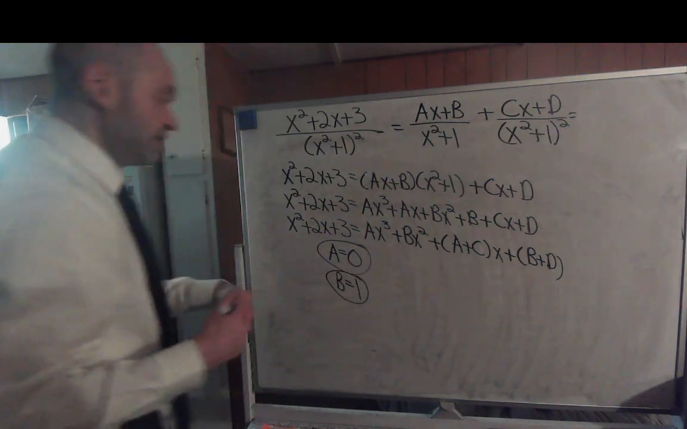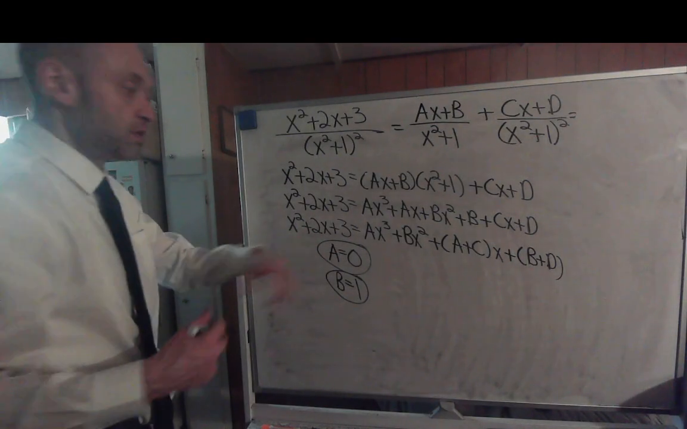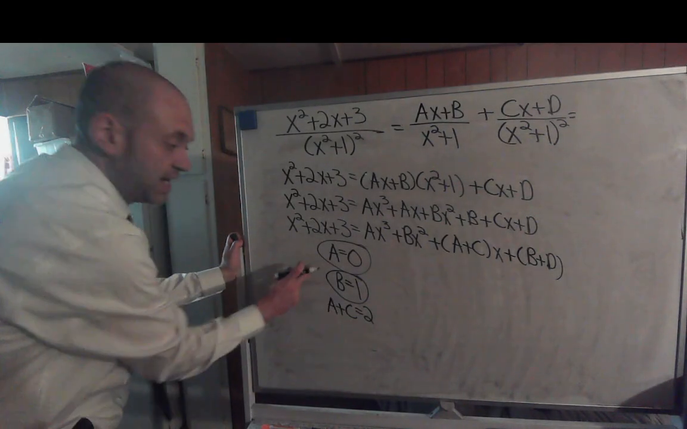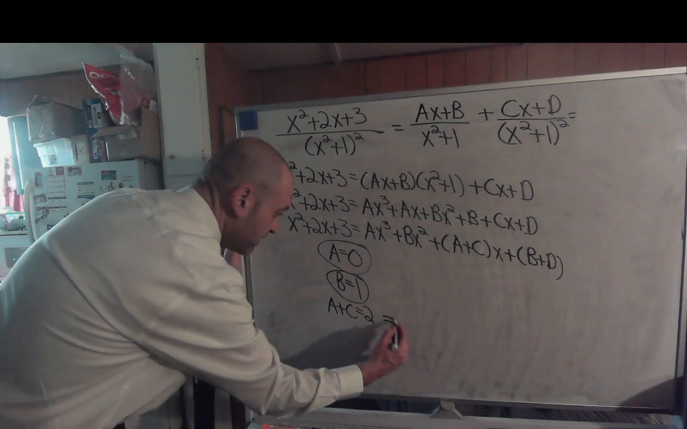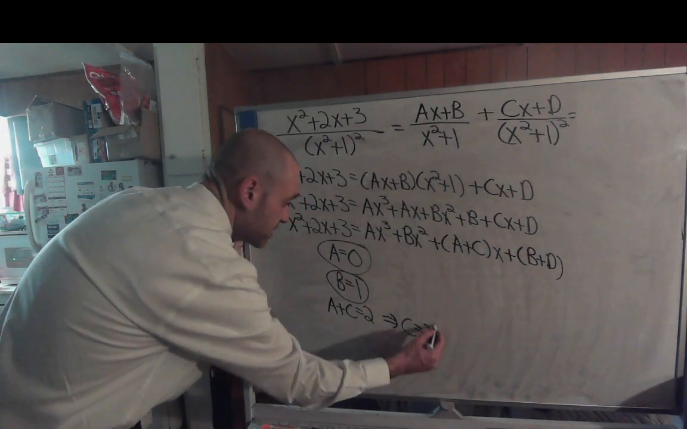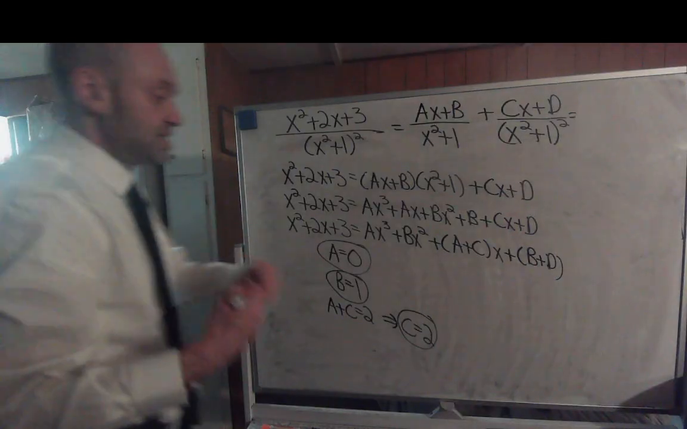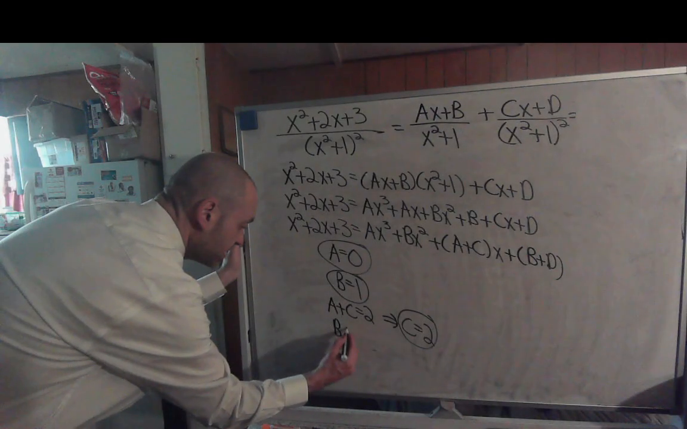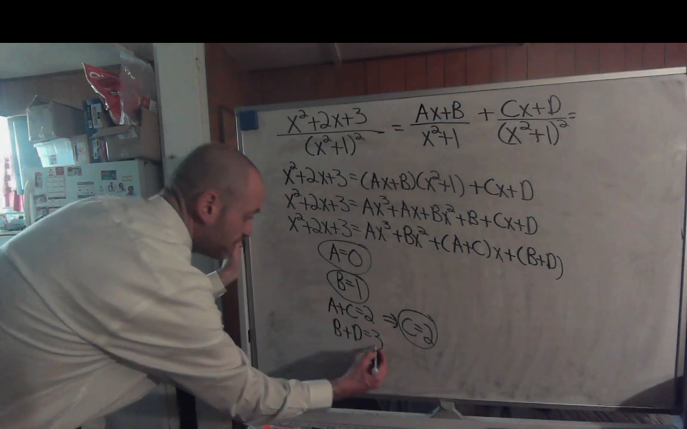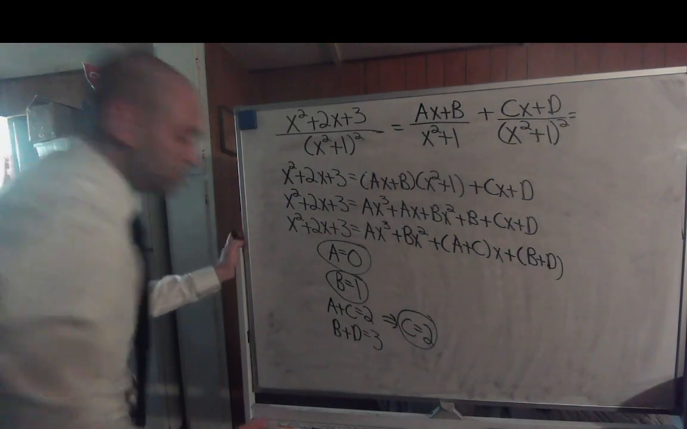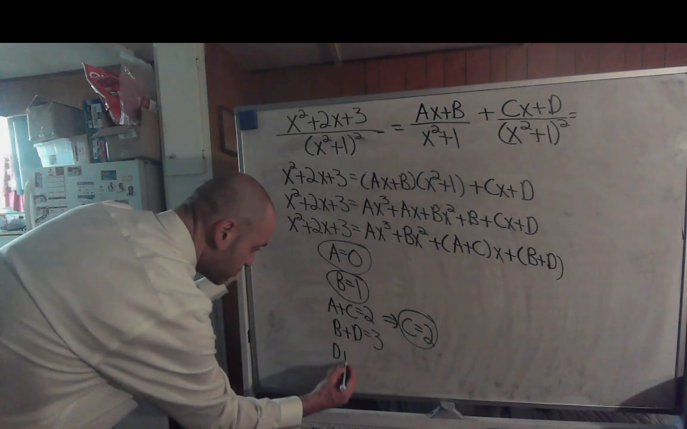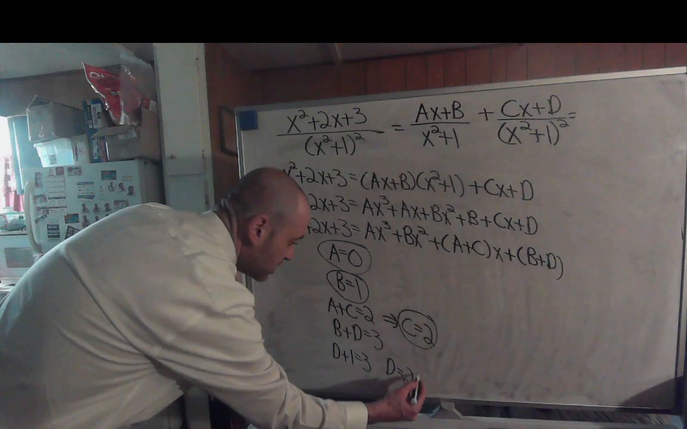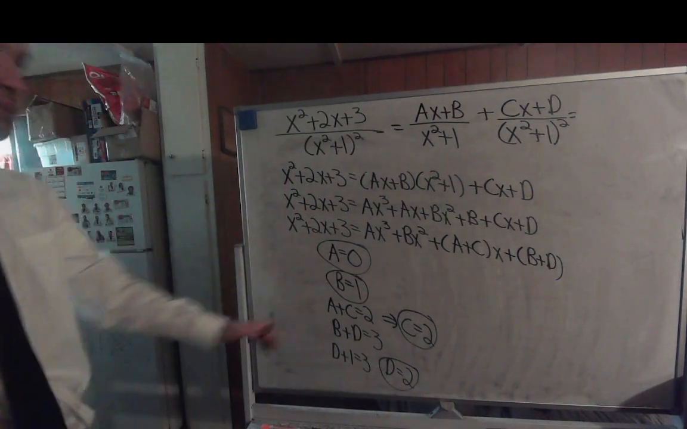And then you'll end up having a plus c equals your x to the first term. So a plus c equals 2. Well, if a is 0, that means that c would have to equal 2. And then b plus d is going to end up equaling your constant term. So b plus d would equal 3. Well, b is 1, so that means d plus 1 equals 3, which has to mean then that d equals 2. So now we found a, b, c, and d.